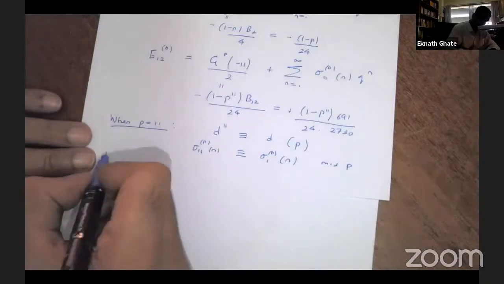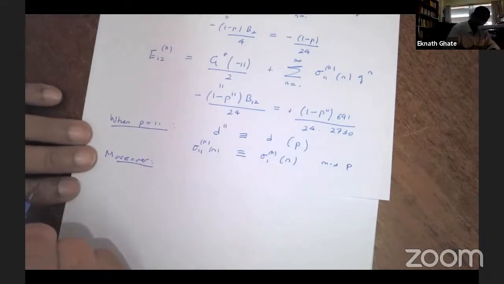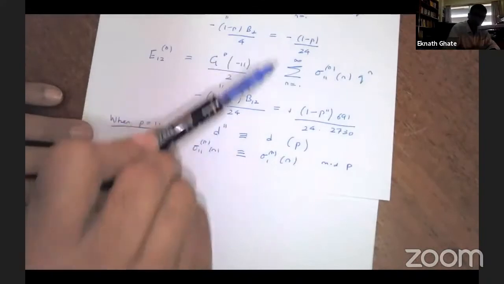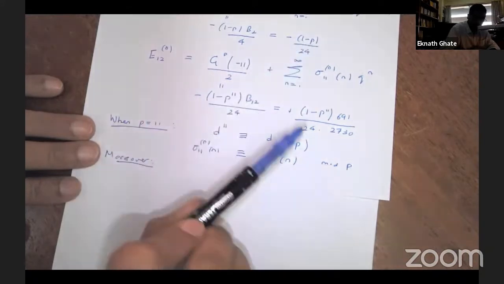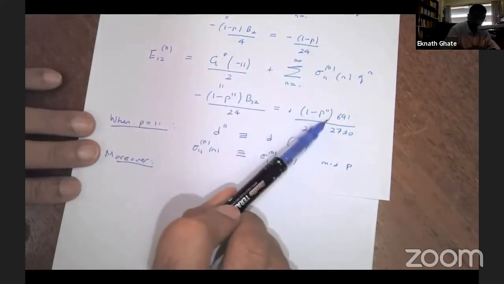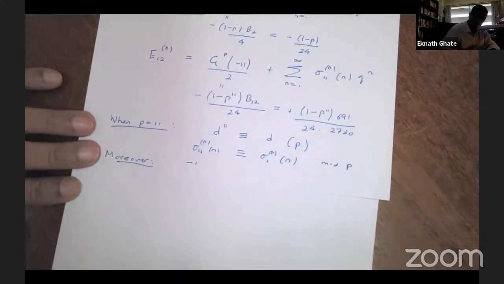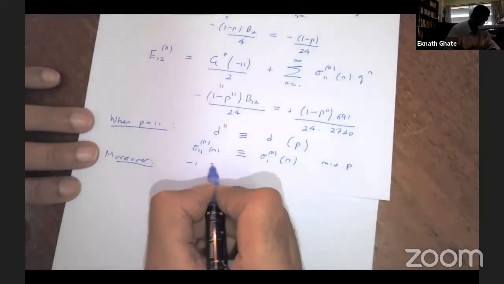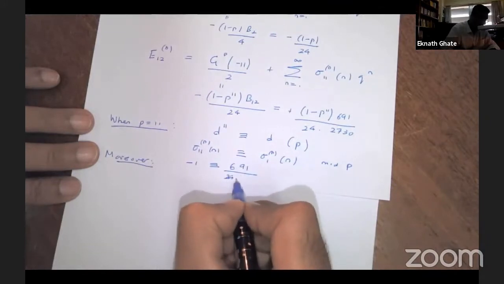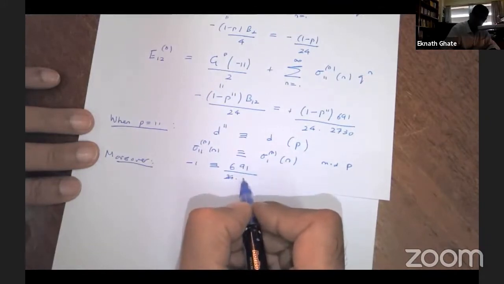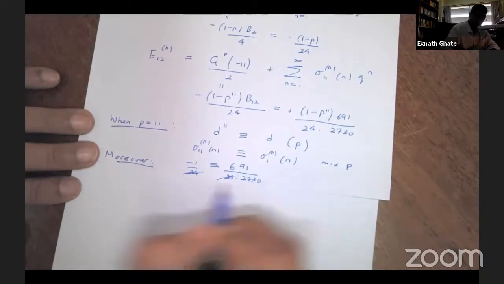But here's something even more remarkable. When p is equal to 11, if you compare these two numbers and try to go mod p, what's going to happen? Well, mod p, this 1 minus p just becomes 1, and this 1 minus p to the 11 also becomes 1. So what are you left with? You're left with minus 1, and you're left with 691 over 24. Sorry, there's 24 on both sides, I think, so the 24s will cancel. You're left with this.